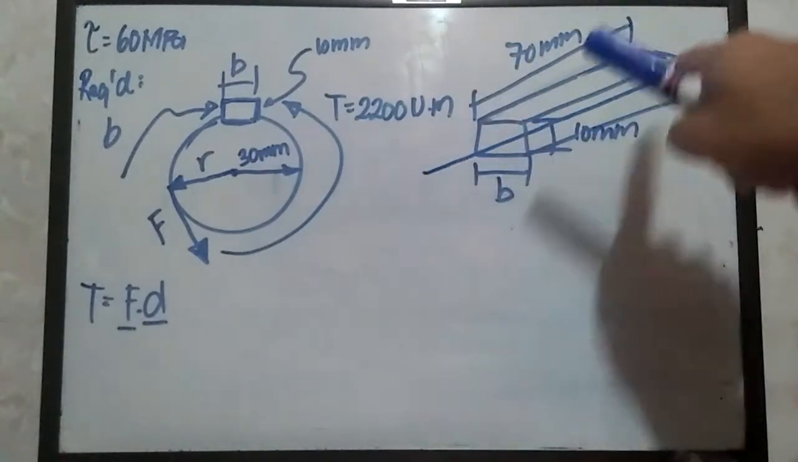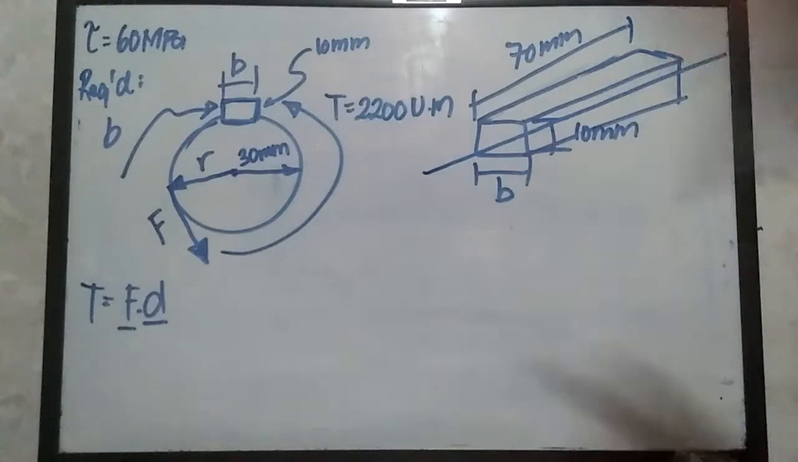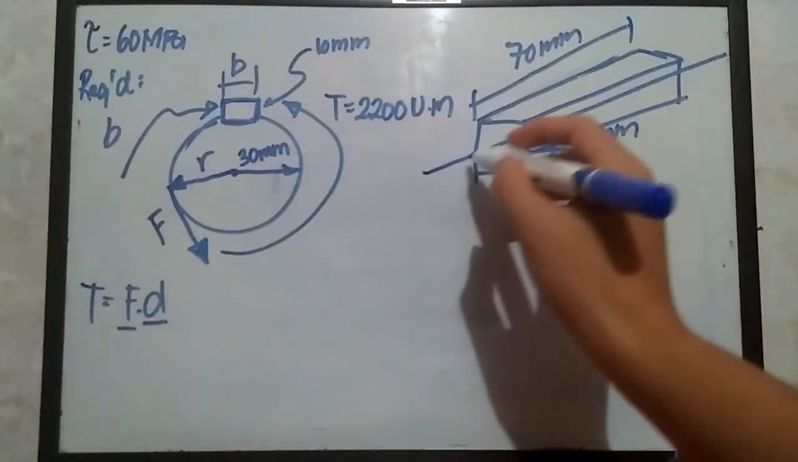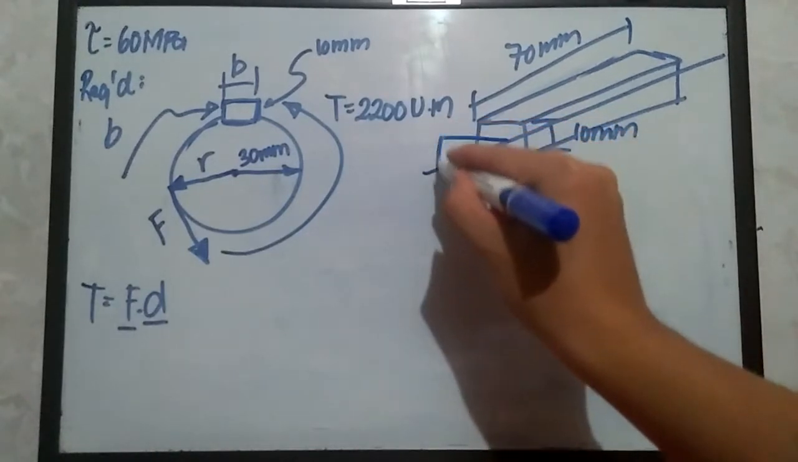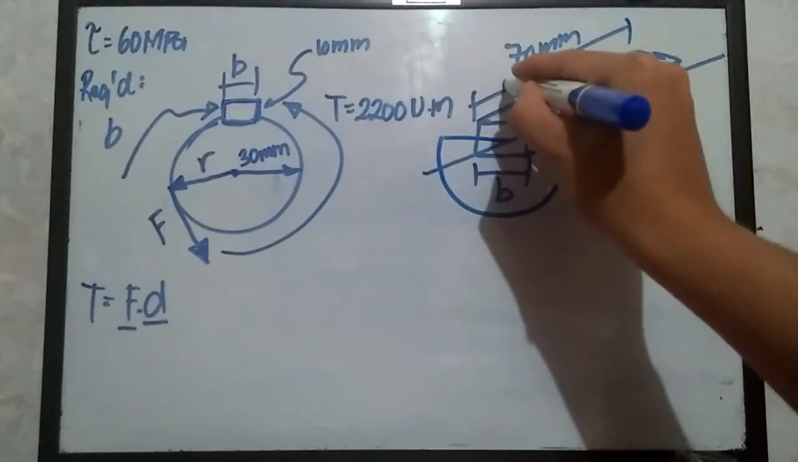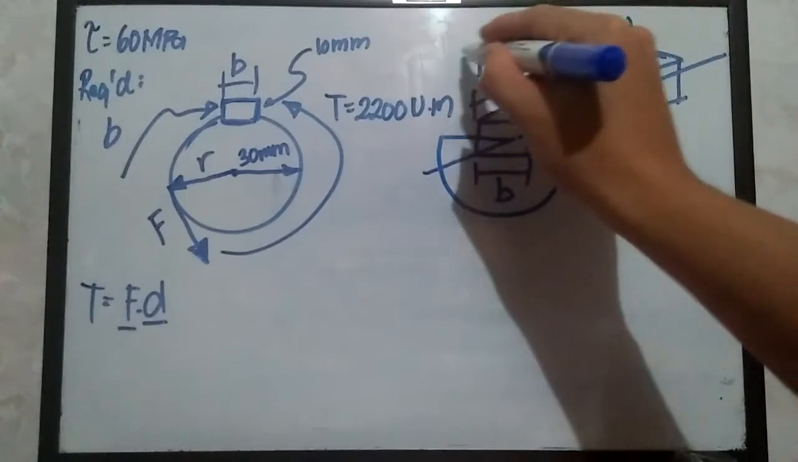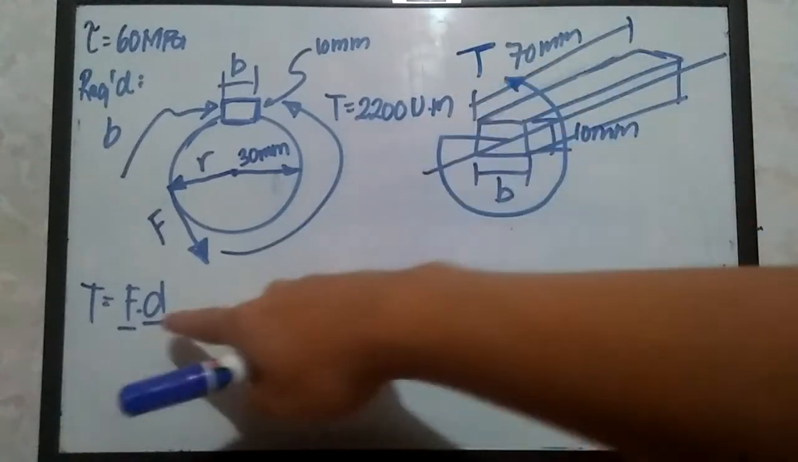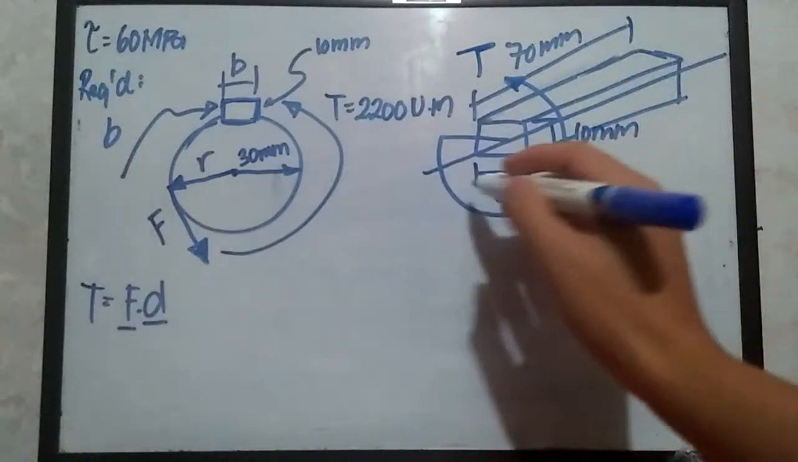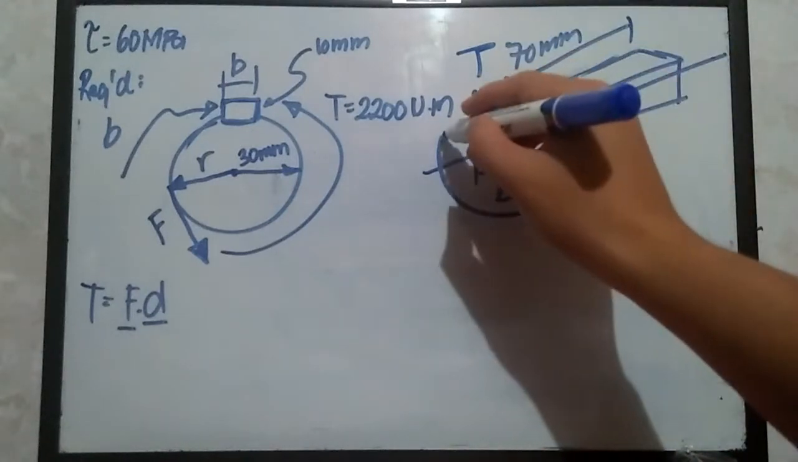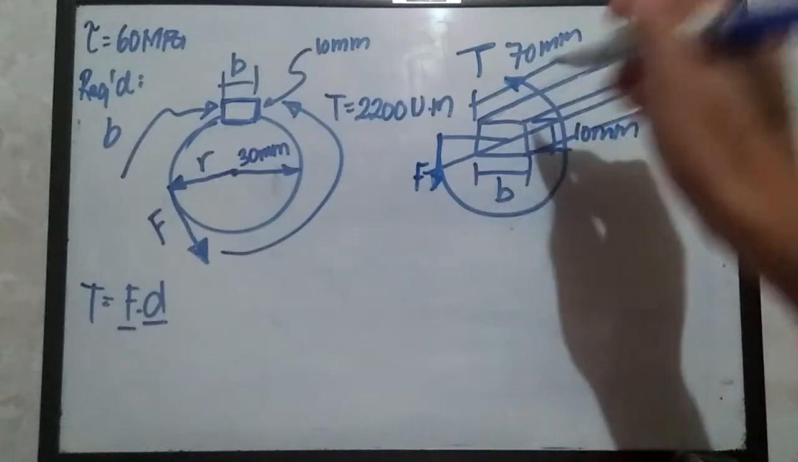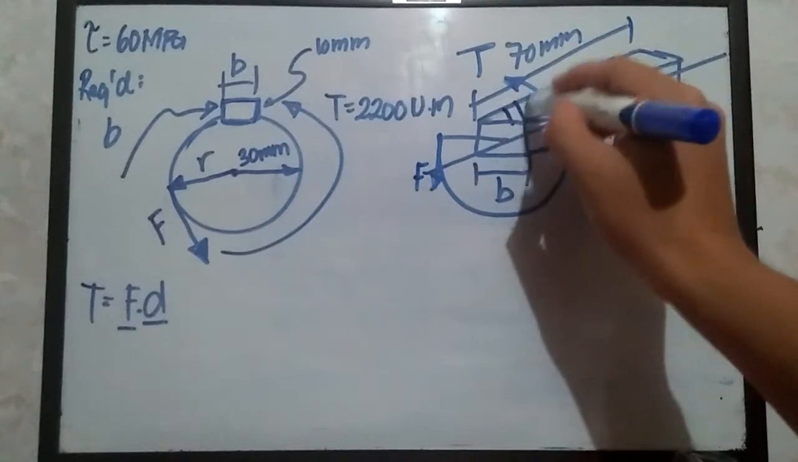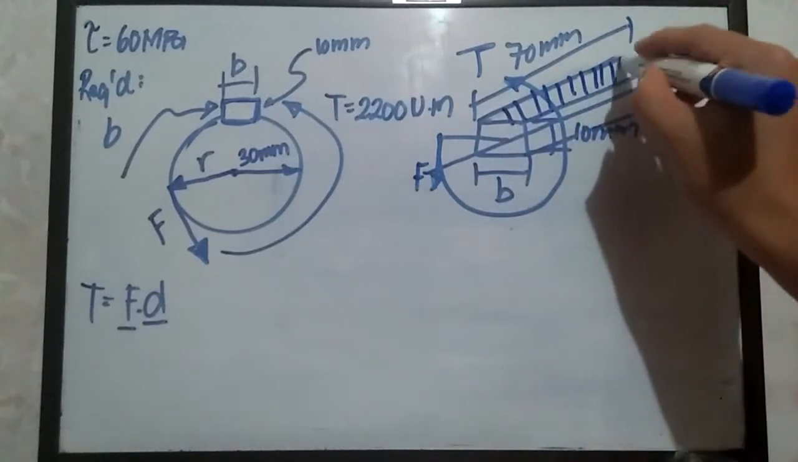Okay, it passes through the center of our object, and this F rotates somewhat like this, like that. So that's the torque T. If we try to multiply F and D, we can somewhat look for the tangential component for that one. That should be F. And this F interacts with the surface area of this key, right?